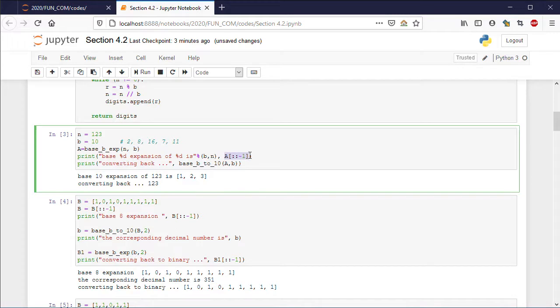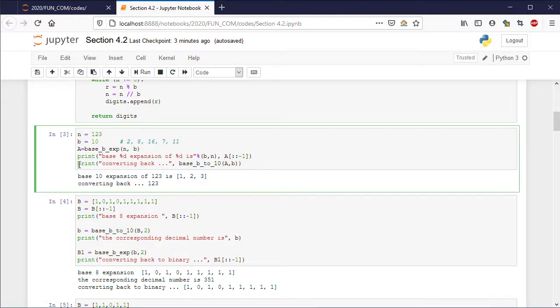So at this point, I'm using this method to print the coefficients in the list in reverse order. This is because in the list we store A0, A1, A2 in this order, but in reality we are more familiar with reading from left to right, from the highest order to the least significant order, the least significant digit.